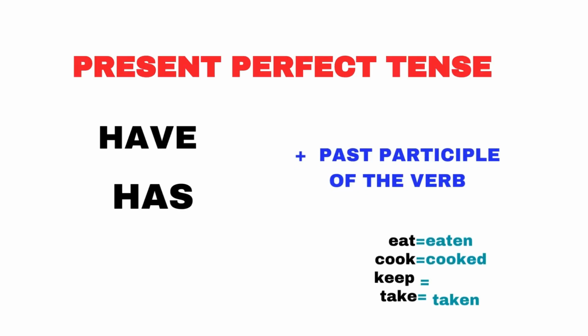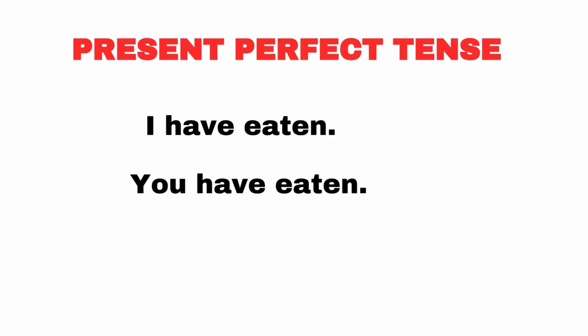The next present tense is the present perfect tense. To form the present perfect tense, we use the word have or has, followed by the past participle of the verb. So the past participle of the word eat is eaten. Cook, cooked. Keep, kept. Take, taken. Let's look at more examples. I have eaten. You have eaten. He has eaten. So have plus the past participle of the verb eat.